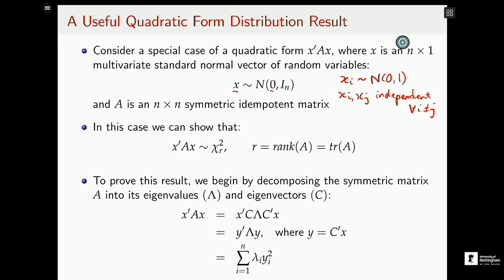And the A matrix that we're going to have in our special case is a symmetric idempotent matrix. So remember, idempotent means that if you multiply the matrix by itself, you get back to where you started. And symmetric means the transpose makes no changes as well. So AA, A transpose, A transpose A, or AA transpose, they're all the same thing.